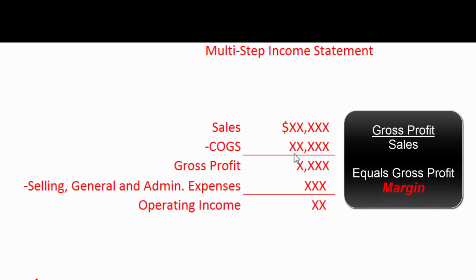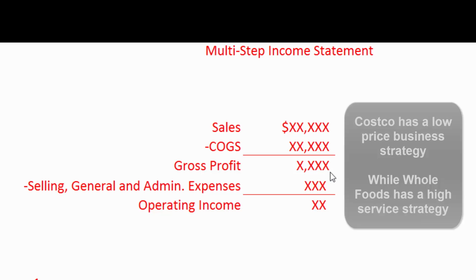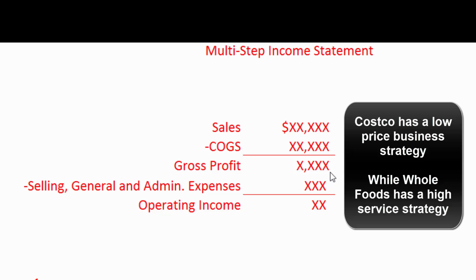That's the markup. For example, if you think of Costco, you think of low prices, and sure enough, their gross profit margin is about 12%. You think of Whole Foods, you think of high prices, and their gross profit margin is over 30%. So they mark up their goods a lot more.